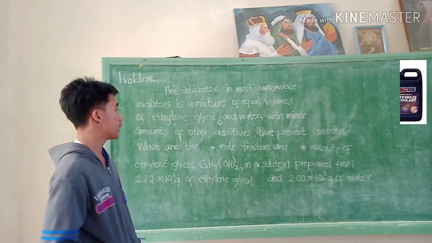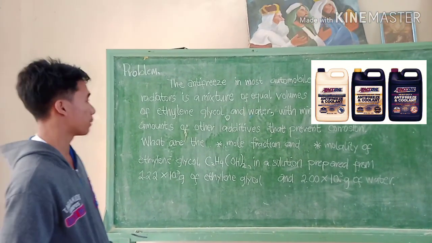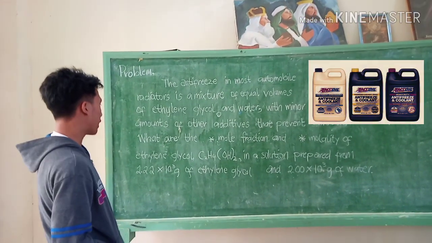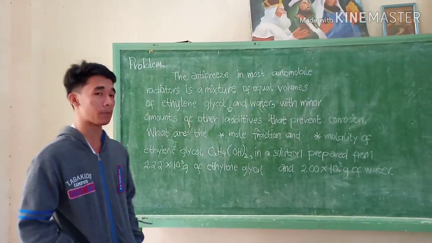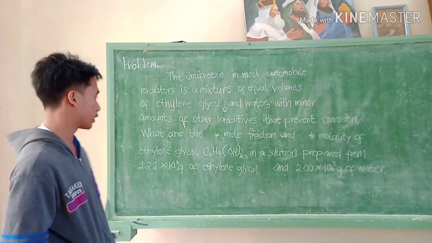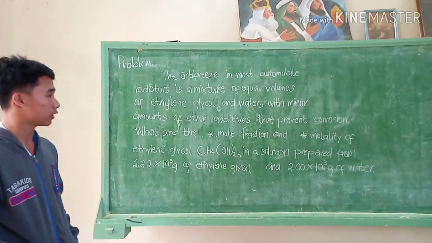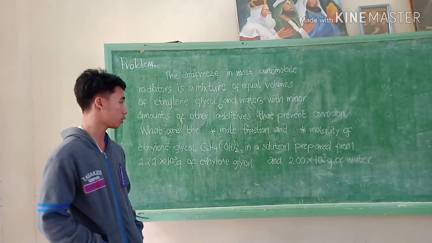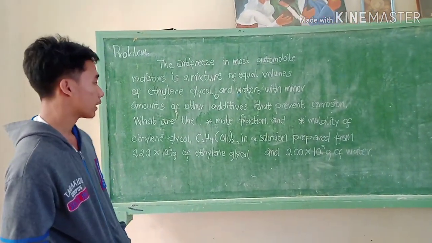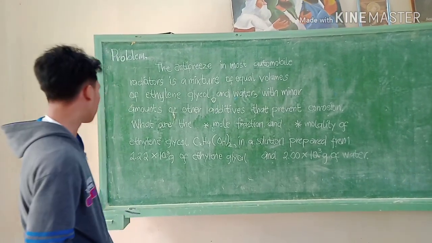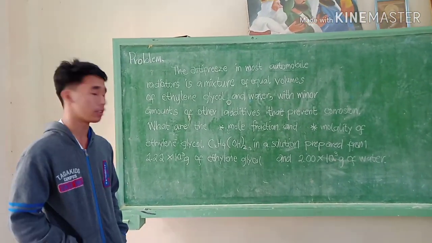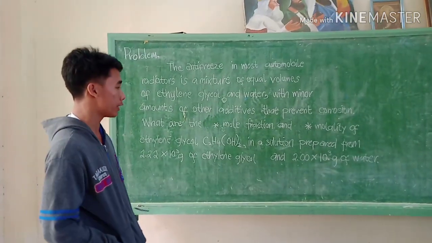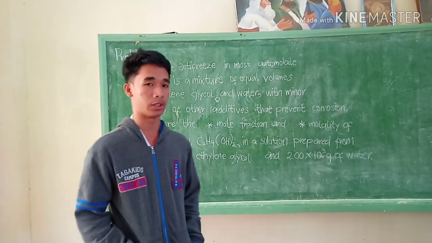The antifreeze in most automobile radiators is a mixture of equal volumes of ethylene glycol and water, with minor amounts of other additives that prevent corrosion. These are the questions. What are the mole fraction and molality of ethylene glycol, C2H4(OH)2, in a solution prepared from 2.22 times 10 raised to the power of 3 grams of ethylene glycol and 2 times 10 raised to the power of 3 grams of water?